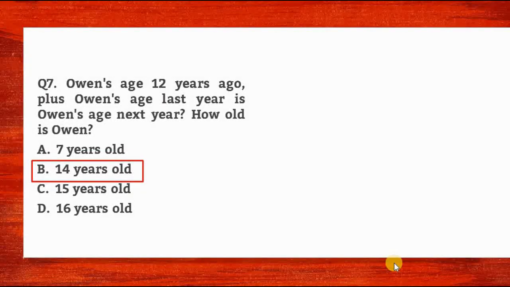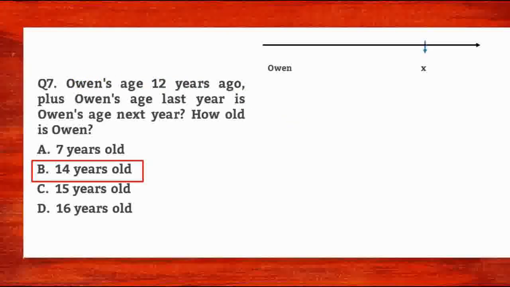The correct answer is B. 14 years old. So we construct our timeline. There is only one person involved in this problem, and that is Owen. Owen's present age is set as X. The problem mentions Owen's age 12 years ago, so we set Owen's age 12 years ago as X minus 12. The problem also mentions Owen's age last year, so we set Owen's age last year as X minus 1. And for Owen's age next year, we have X plus 1.